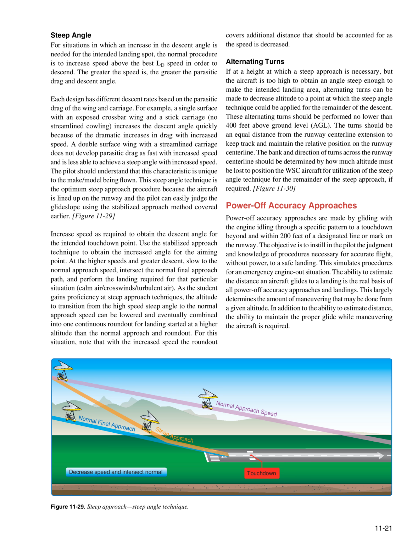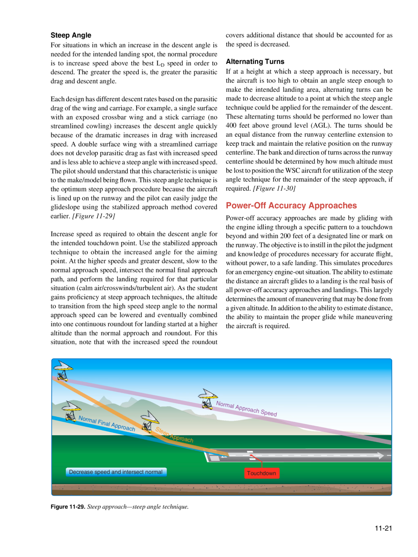Steep angle. For situations in which an increase in the descent angle is needed for the intended landing spot, the normal procedure is to increase speed above the best L/D speed in order to descend. The greater the speed is, the greater the parasitic drag and descent angle. Each design has different descent rates based on the parasitic drag of the wing and carriage.